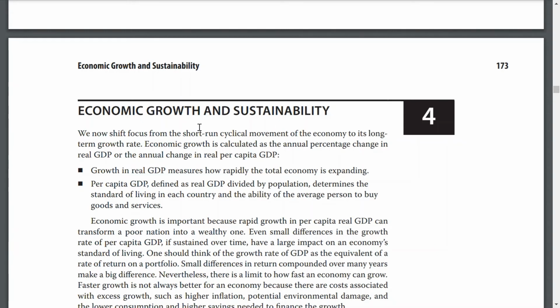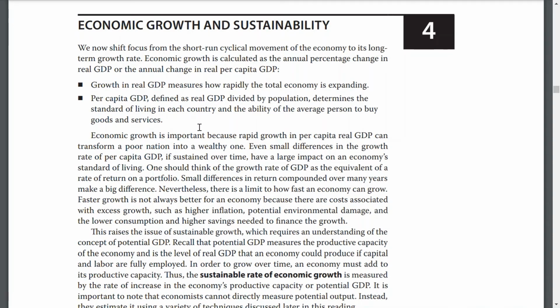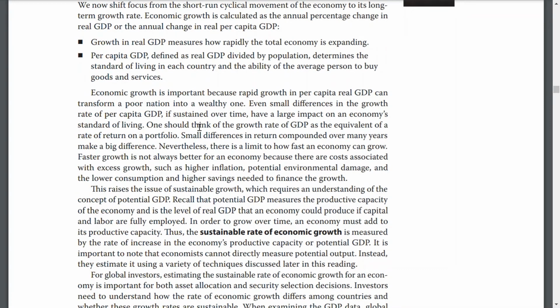Economic growth is important because rapid growth in per capita GDP can transform a poor nation into a wealthy one. Even small differences in growth rates of per capita GDP, if sustained over time, have a large impact on standards of living. We should think of the growth rate of GDP as the equivalent of the rate of return on our portfolio. Small differences in returns compound over many years and make a big difference. Nevertheless, there is a limit to how fast an economy can grow.